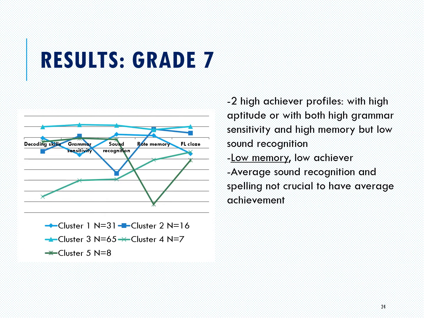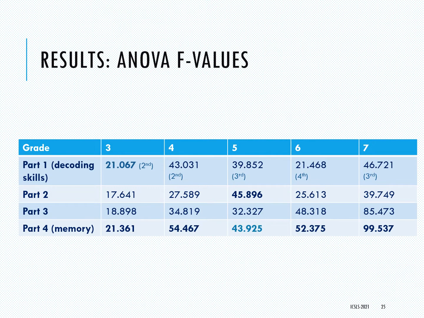And so do we in grade 7, with here a clear loss of relevance for sound recognition, but mainly as well for decoding skills. As you can see, the F values obtained from the ANOVAs show us that memory is a dimension that is useful to distinguish clusters across grades, but literacy skills in particular come second at lower grades as well.